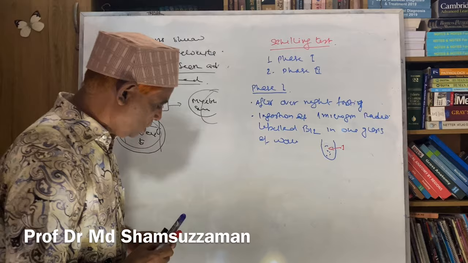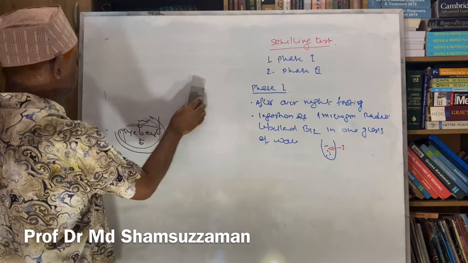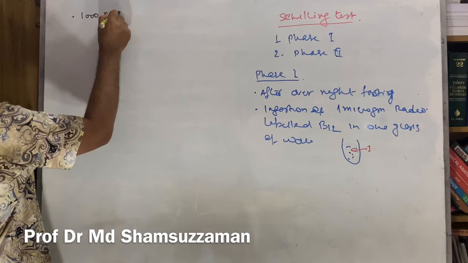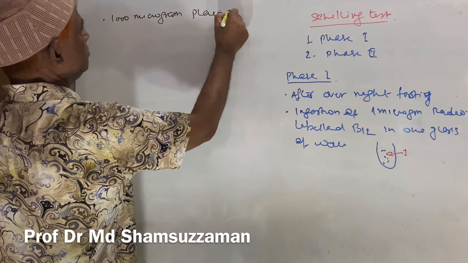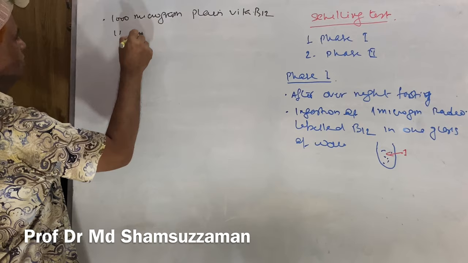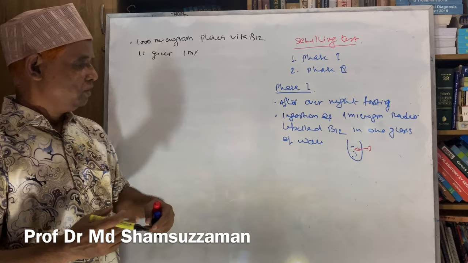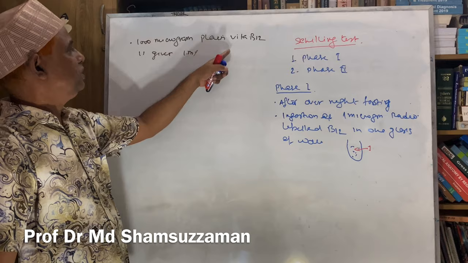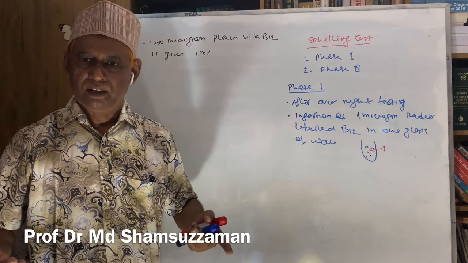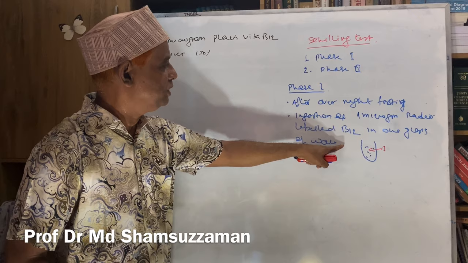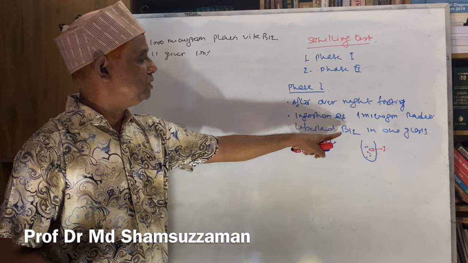After taking 1 microgram radiolabeled vitamin B12 orally, 1000 microgram plain vitamin B12 is given intramuscularly. The radiolabel will be absorbed from the intestine, and the plain vitamin B12 given intramuscularly is to flush this radiolabeled vitamin B12 from the blood into the urine.